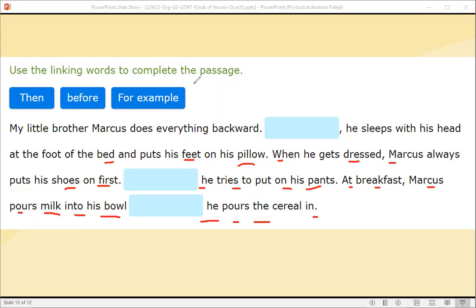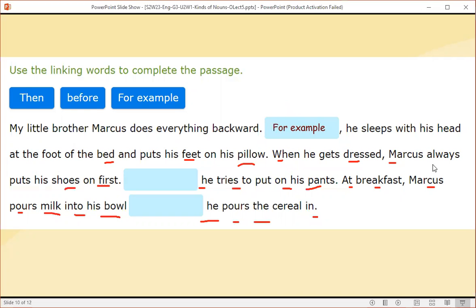So let's see which one comes first. So my little brother Marcus does everything backward, and then he sleeps with his head. So now they are trying to give us an example that supports the first sentence. So here the best linking word is for example.